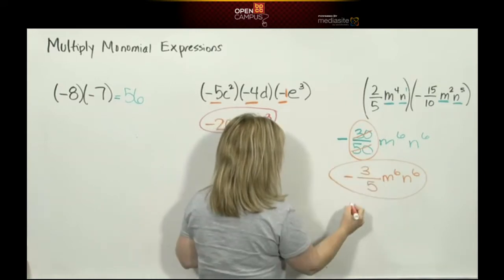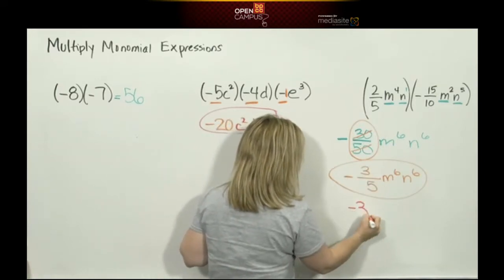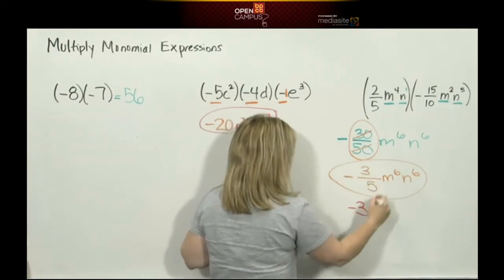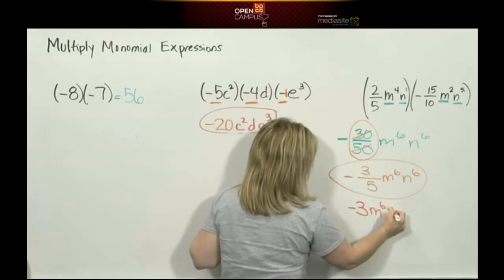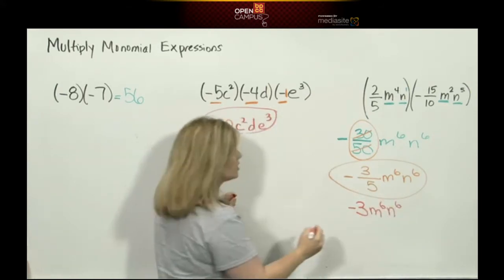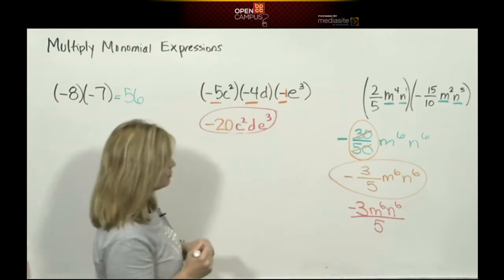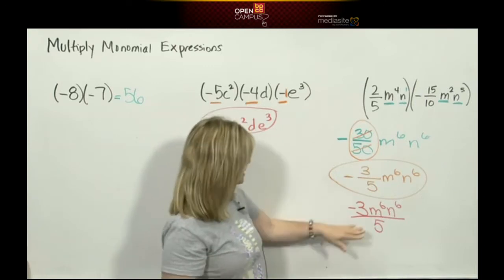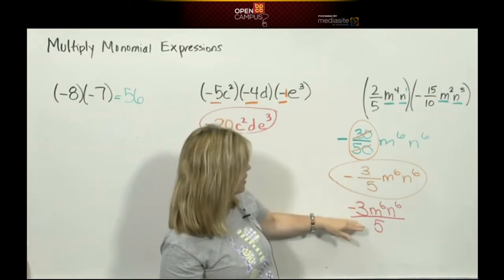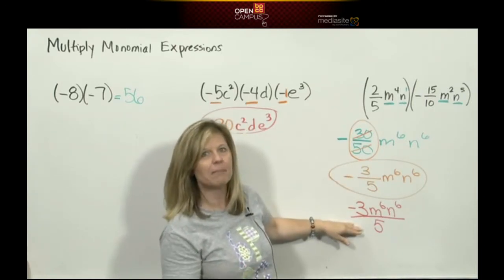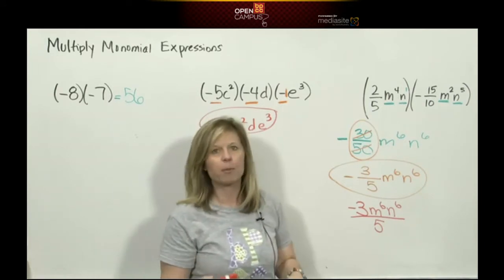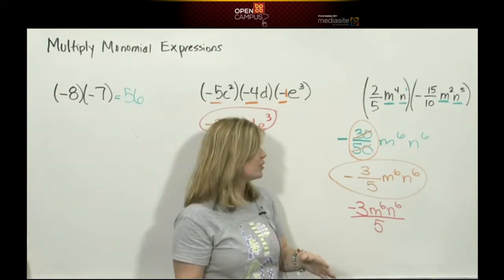So I would rewrite this as saying this is -3, the negative floats to the top, and the variables m to the 6th and n to the 6th float to the top. And that would leave in the denominator a 5. And that means the same thing. This expression and this expression are equivalent. They mean the same thing. It's just a preference on what your instructor would rather you write it as.